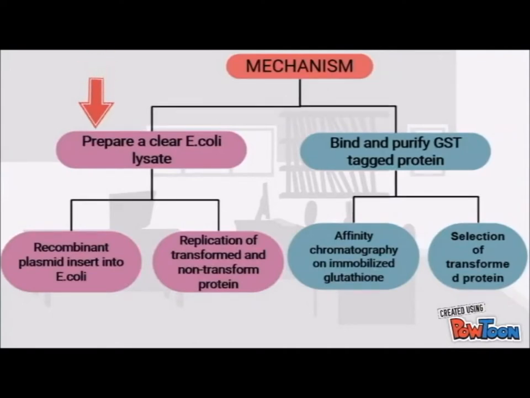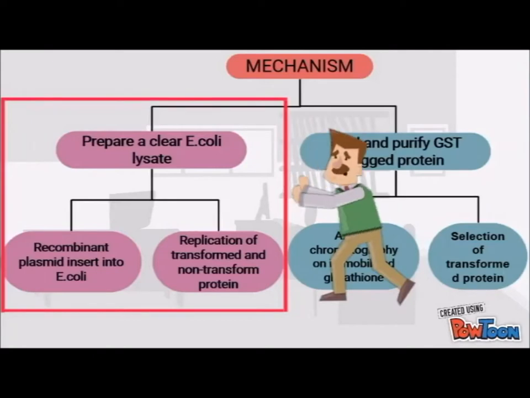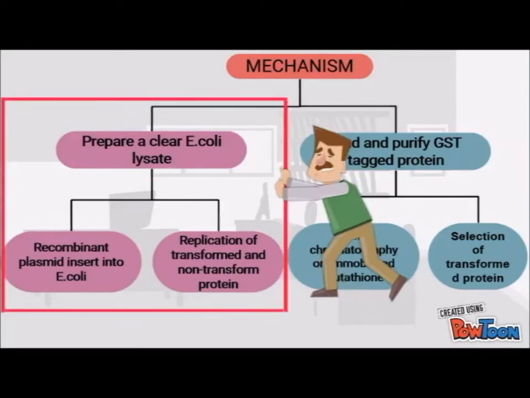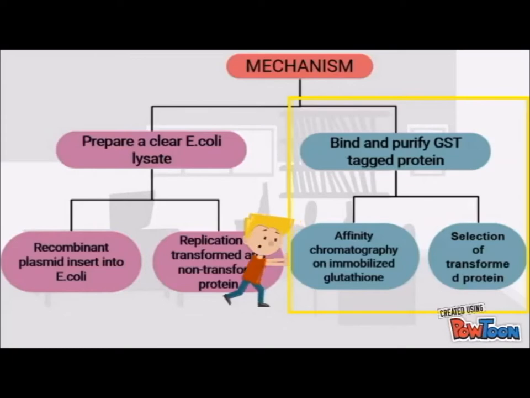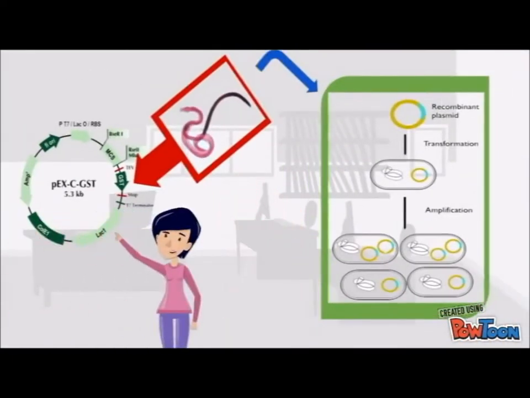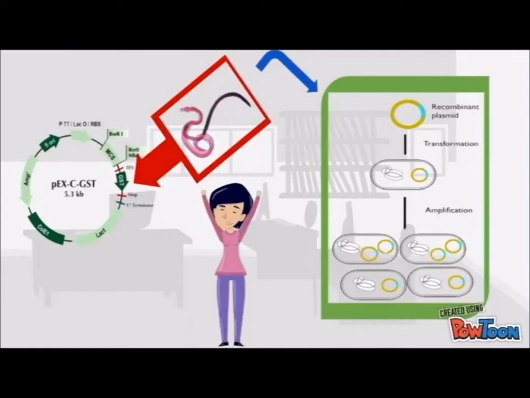The GST tag protein purification can basically be divided into two stages: preparing a clear lysate, and binding and purifying the GST tag protein. Preparing a clear lysate involves the recombinant plasmid being inserted into the E. coli, then the replication and transformation of the protein in the E. coli or other expression vector. Then for binding and purifying the GST tag protein, there is affinity chromatography with immobilized glutathione and selection of the transformed protein. In this diagram, first of all, we have a plasmid which contains an origin of replication, antibiotic resistance, and also the MCS, multiple cloning site. Then we also have the site for insertion of the GST tag protein. In this example, we use Schistosoma japonicum, which is cloned in E. coli to express the GST tag protein.